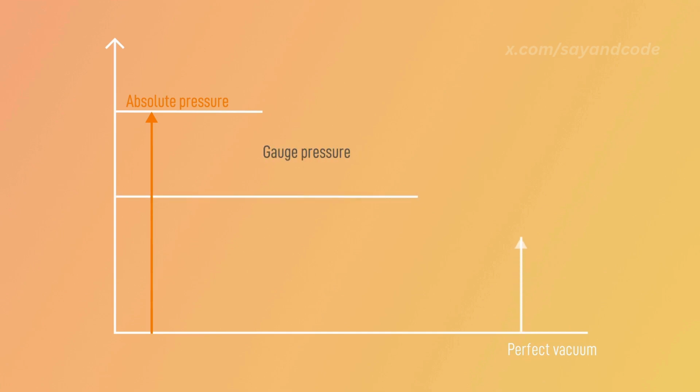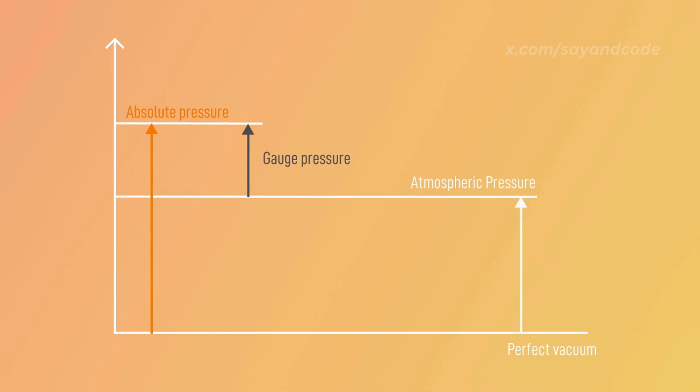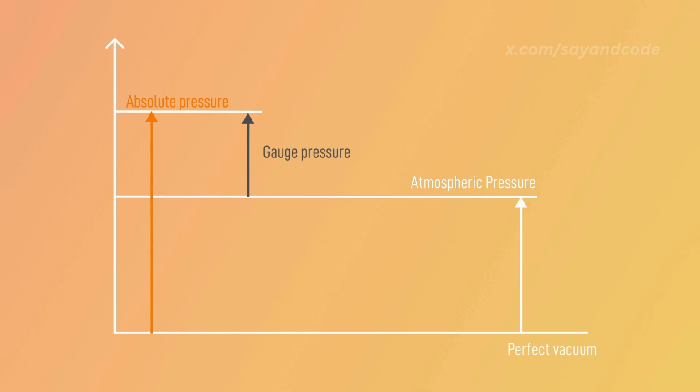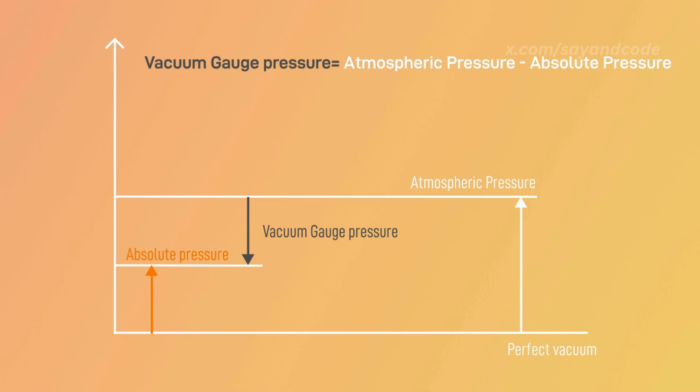Gauge pressure is the difference between the pressure of the surroundings and the pressure of our system. Since the surroundings is usually the atmosphere, this refers to the atmospheric pressure. So gauge pressure is the difference between absolute pressure of the system and the atmospheric pressure. If the absolute pressure is more than atmospheric pressure, we simply call it gauge pressure. If it's less than the atmospheric pressure, we call it vacuum gauge pressure. We do this so that we can always write pressure as a positive number.